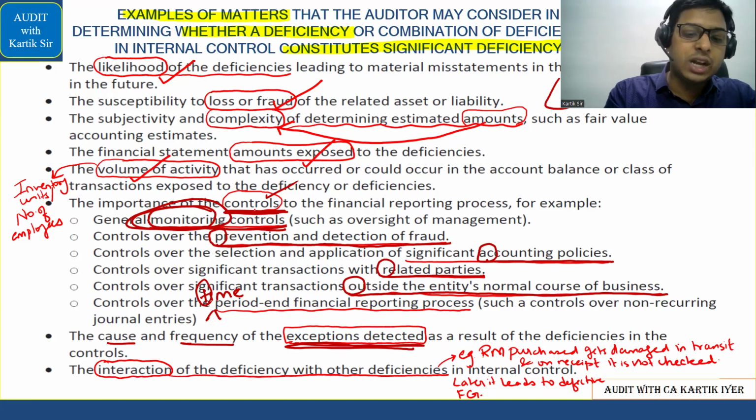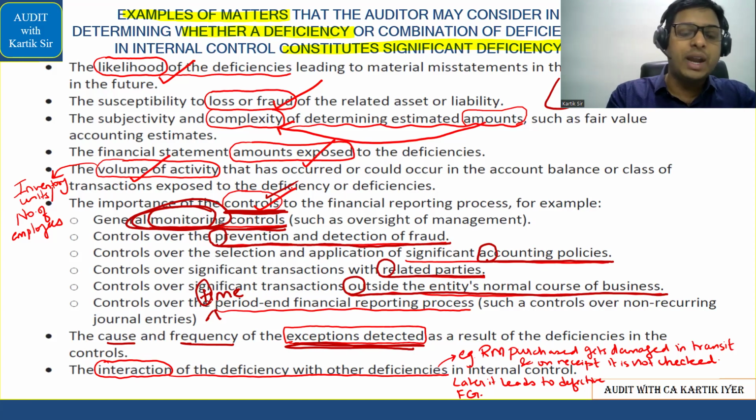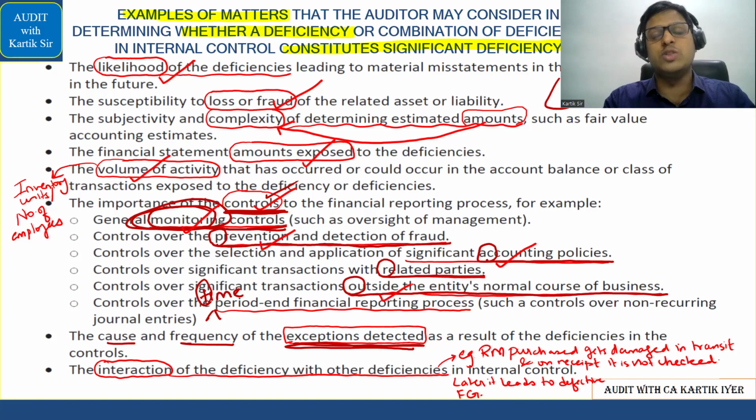Okay. Next are the controls. The auditor is looking at the controls. In relation to that, the auditor looks at something called PARROT, which we'll call monitoring PARROT. That is general monitoring of controls, then prevention or detection of fraud, accounting policies. Then O stands for outside the entity's normal course of business, and R stands for parties. So we are taking related party transactions for PARROT, and the time period end financial reporting process, basically at the year end.